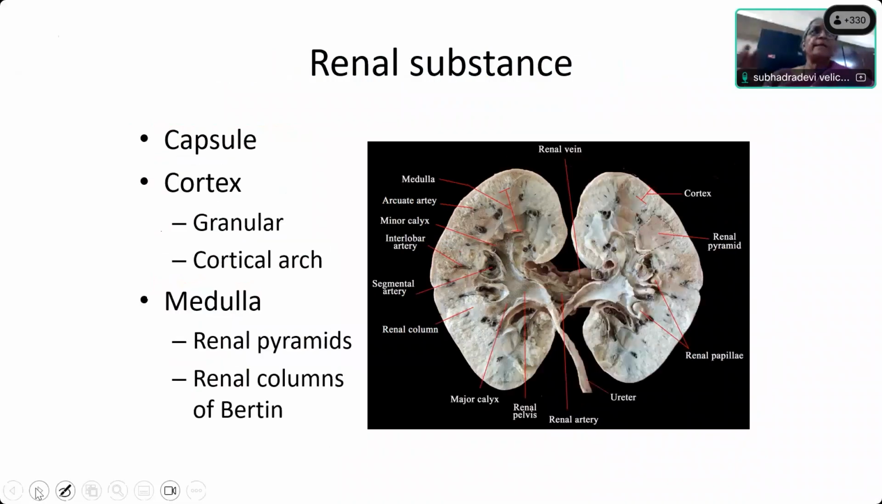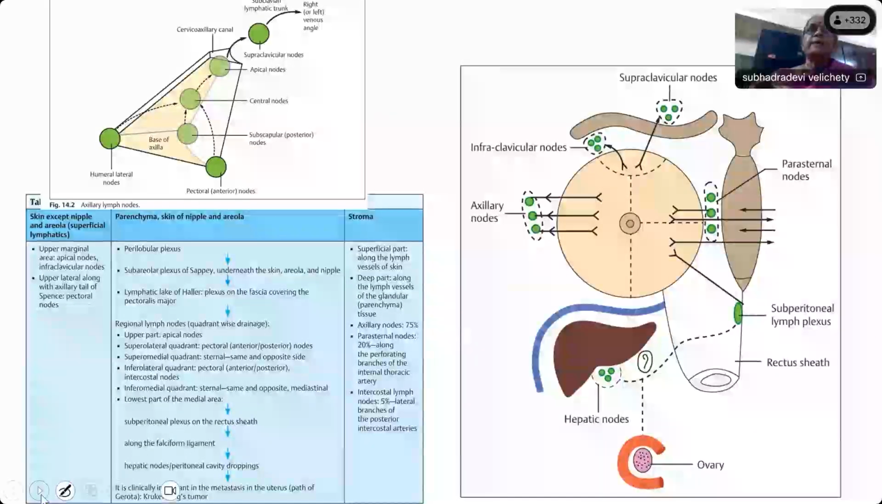Then see, both sections are there. In that you can see the same one opened like a book page. Now you can understand what are major calyx, minor calyx, and how they are entering into the ureter. So this helps you in understanding the gross anatomy. And similarly for the mammary gland also, they will be asking about the lymphatic drainage and what is the difference in the lymphatic drainage for the parenchyma, and what about stroma?